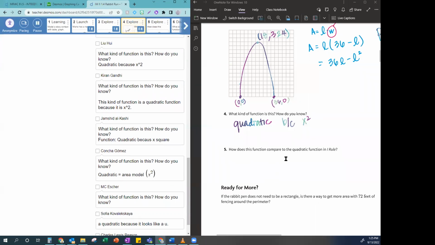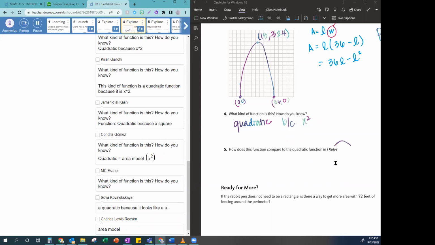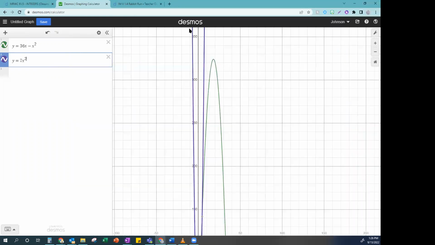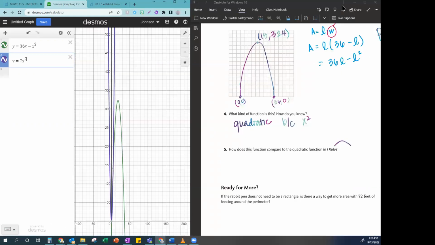Okay, how does this function compare to the rule function? That's what we were just talking about a second ago. This is talking about Jade's function of 7n squared. So I'm actually going to graph both of them, and then you're going to tell me what you think. y equals 7x to the second. Okay, how are these two graphs different? How does it compare?